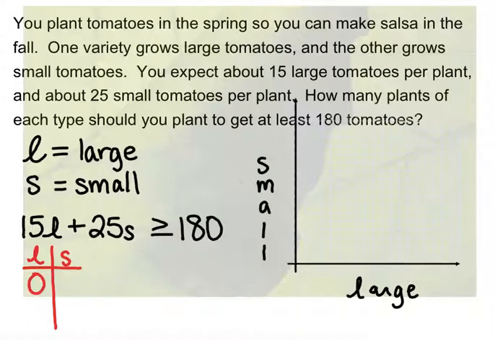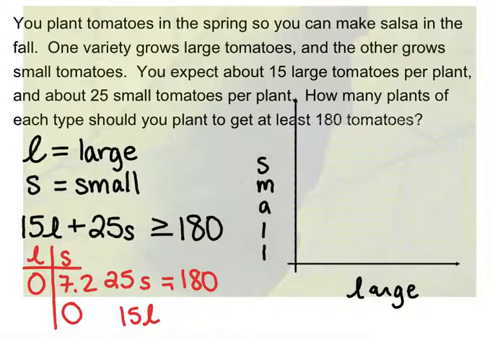I'm going to let large be 0. That means 25S has to equal 180. So I take 180 and divide it by 25. And that's 7.2. Now I know you can't have 2/10 of a tomato, but think of it, it could be a rotten one. Okay, so now I'm going to let my small plants be 0. Well, that's going to leave me with 15 times the number large has to equal 180. So I take 180 divided by 15, and I get 12.